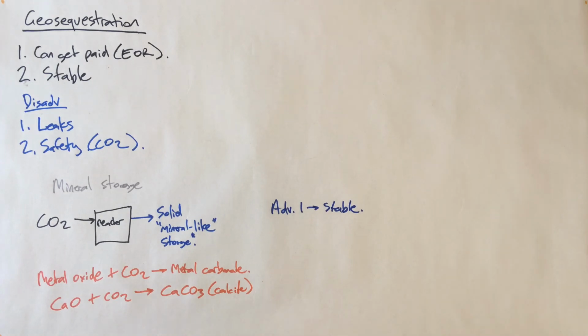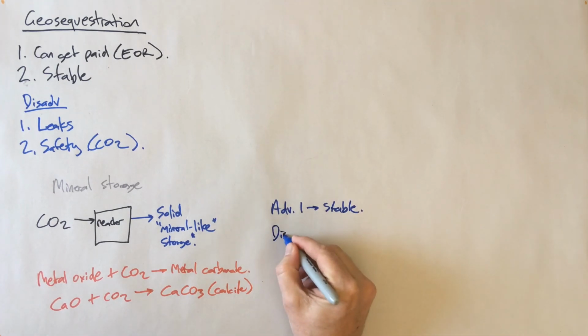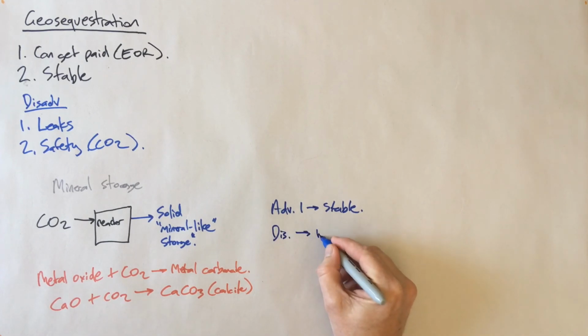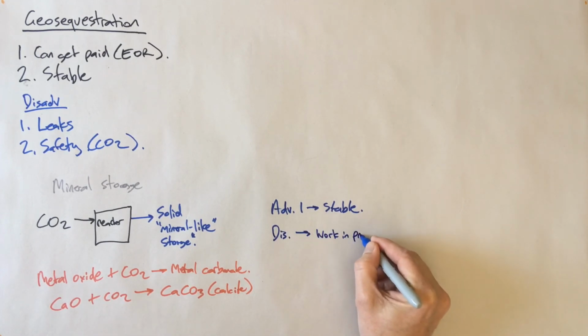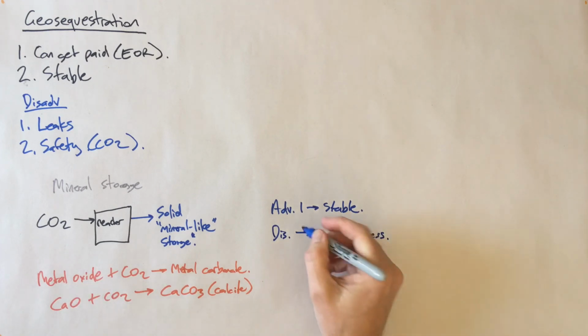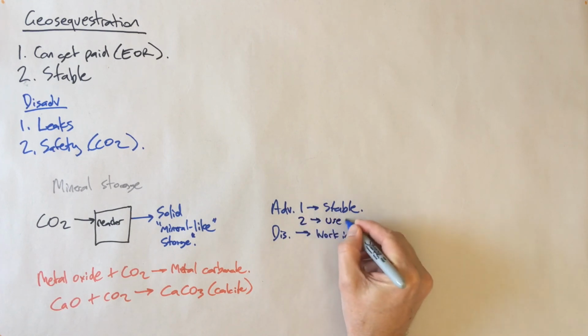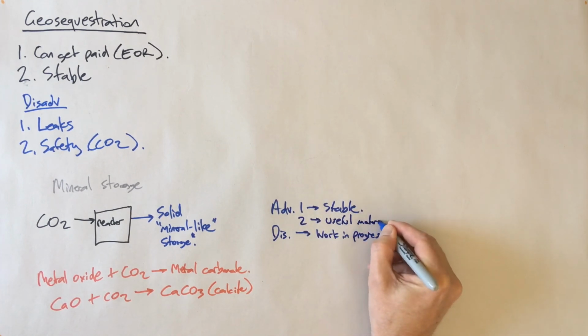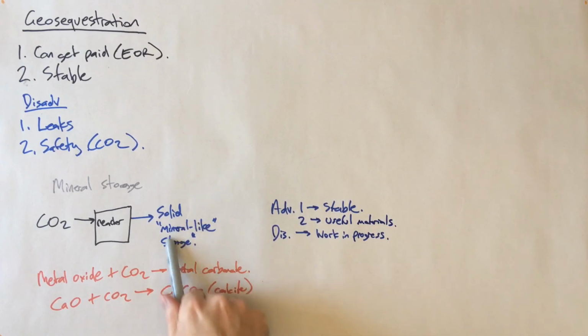I guess we do have to think about disadvantages, and in this case, a key disadvantage is that it's still a work in progress. So people are very excited about this, but it hasn't really come along very far yet. It's not anything like large-scale commercial application just yet. Oh, and sorry, a second advantage is that you can actually produce useful materials. So some people are looking at making mineral storage materials that could actually be used, say, as components of concrete, or maybe road bases or things like that, and actually can substitute for natural materials we currently use.